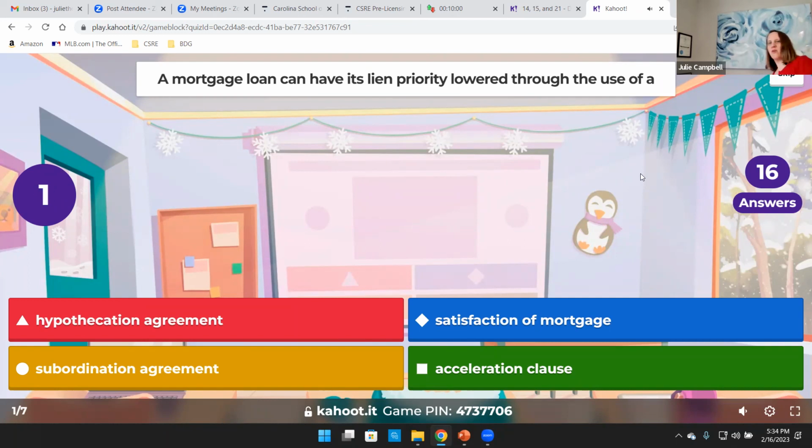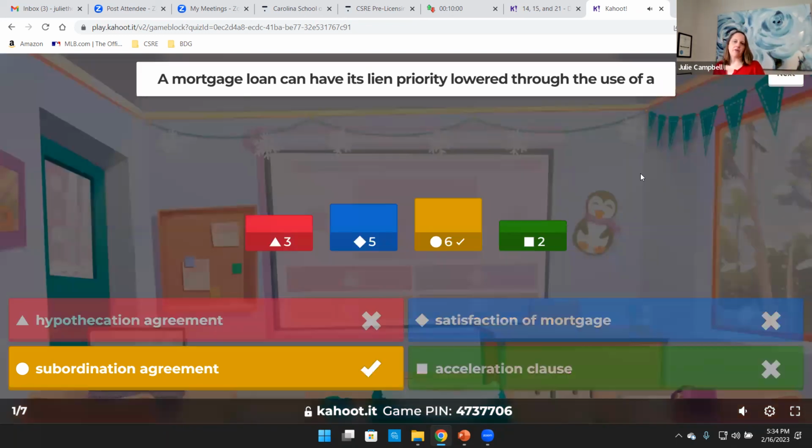A mortgage loan will have its lien priority lowered through the use of, what we're looking for here, a subordination agreement. Remember, subordination agreement, if you're subordinate, you're lowering your ranking. So if the borrower has 2 mortgages, they have a senior mortgage, which is their first one, and then all mortgages after that are their junior mortgages. So they have 2 mortgages, a senior mortgage and a junior mortgage.